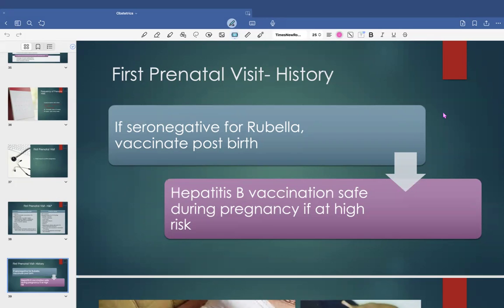Rubella can lead to serious health issues, arthritis, encephalitis, miscarriage, birth defects if contracted during pregnancy. So it's important to know. Newborns are particularly vulnerable to infections, so ensuring maternal immunity helps protect them during the early months of life. Hep B is safe to give during pregnancy if the patient is at high risk.